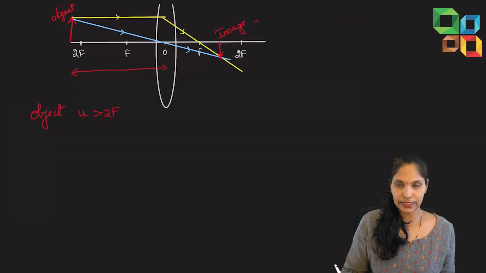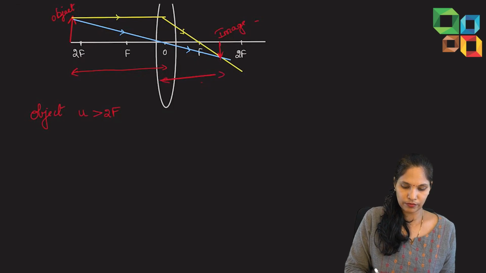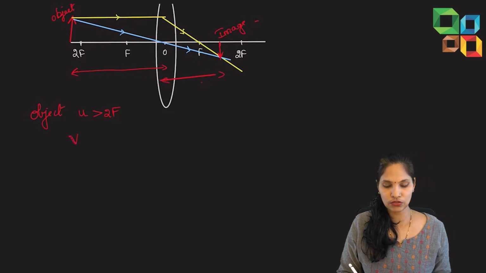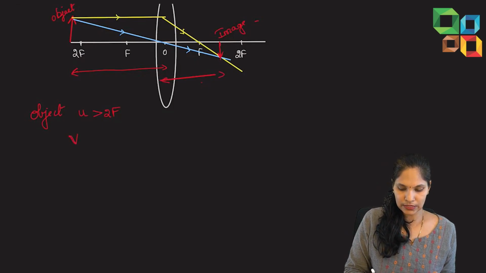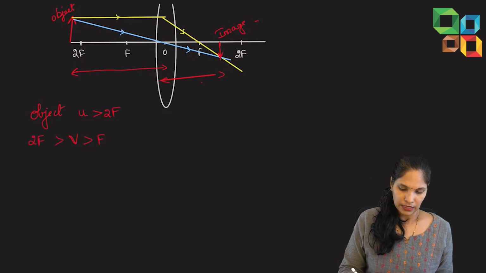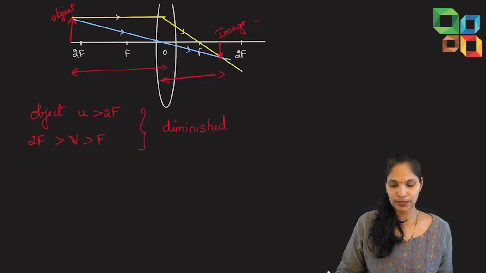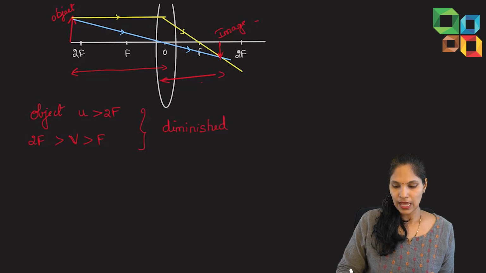So when we kept u greater than 2f, where we got the image, you just observe, it's between f and 2f. So image distance we usually denote it by the symbol v. So v is between f and 2f. So it's greater than f, less than 2f. Within f and 2f you will get it. And what is the nature of the image? It is diminished. Diminished means what? Small in size. Okay, it became small, diminished. And it is inverted.